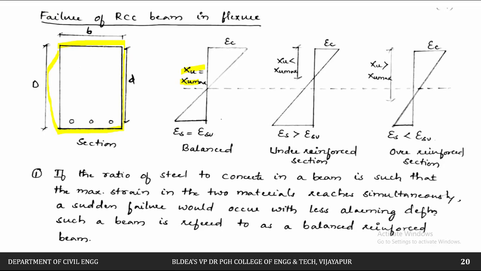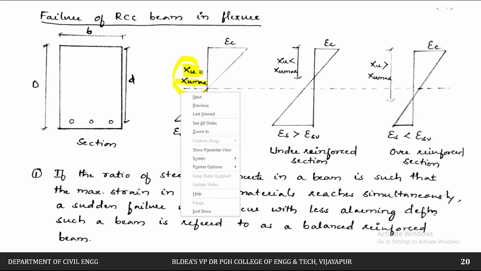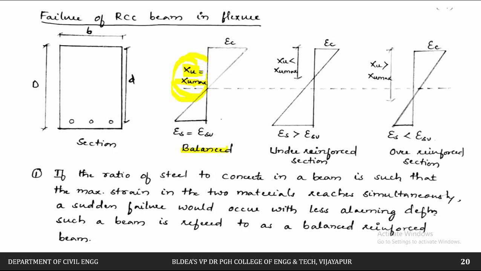So this is our section B into D, and these are the strain diagrams for a balanced section, under reinforced section and over reinforced section, right? If we take a balanced section, XU is nothing but the depth of the neutral axis, so that will be equal to XU max. So what is the maximum depth of the neutral axis? That is the depth of the neutral axis. Then we can say that the section is a balanced section.